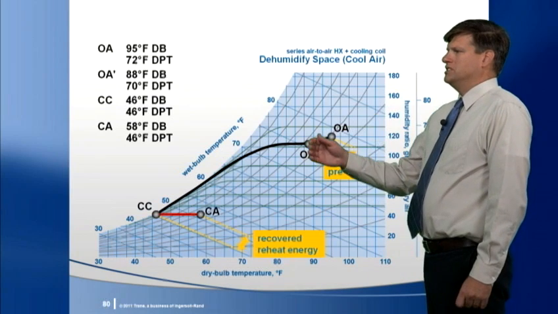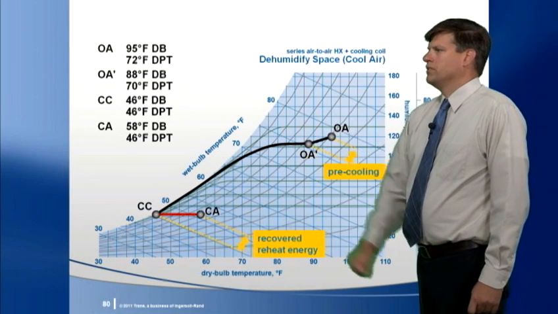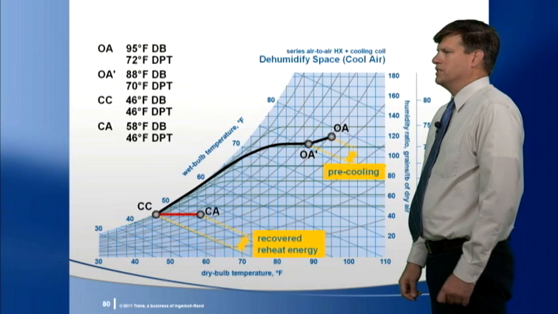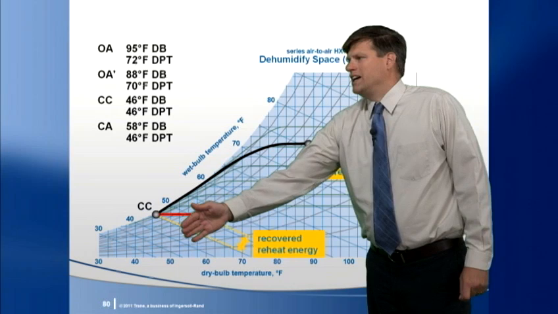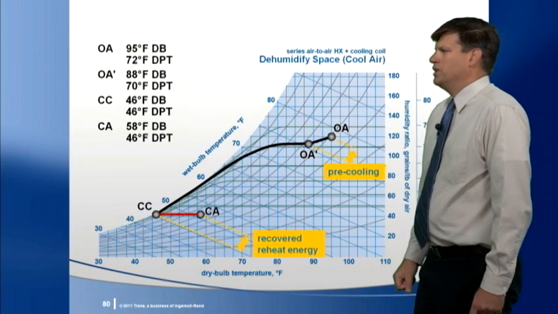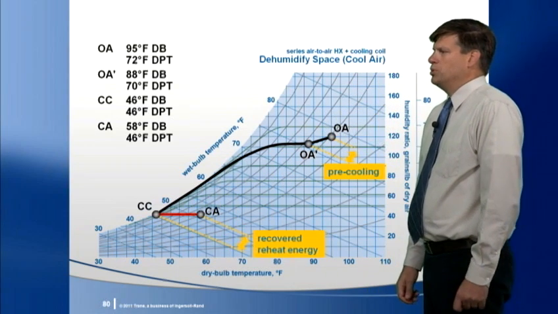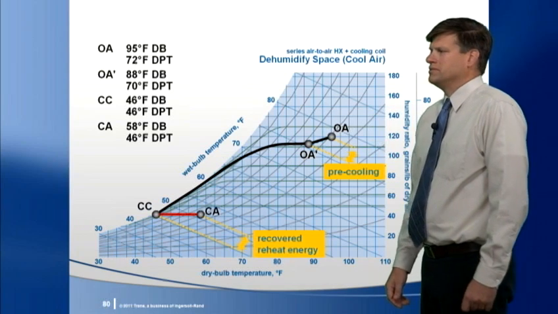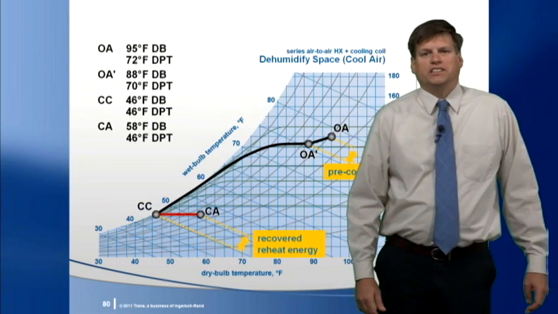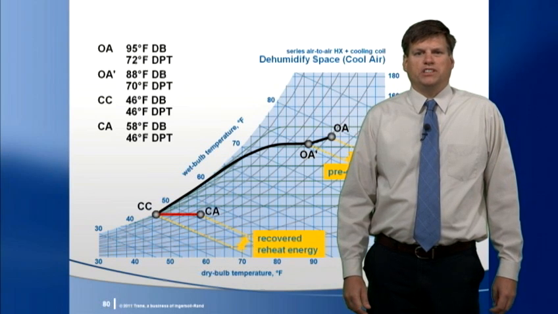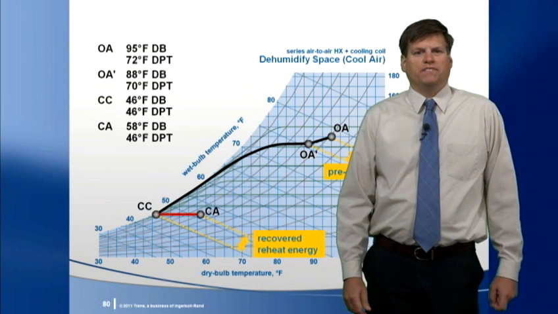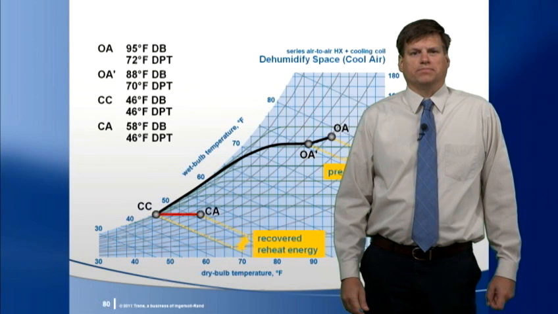Then this mixture is dehumidified by the cooling coil to our 46-degree dew point. This cold air then passes through the downstream side of the heat exchanger to be reheated, recovering the heat that was removed from the entering outdoor air. At this design condition, the face and bypass dampers modulate how much air passes through the heat exchanger to achieve the desired 58-degree air leaving the unit.